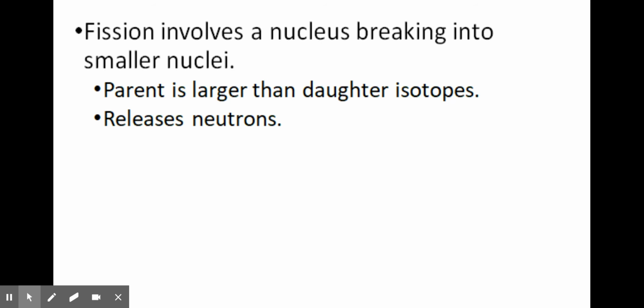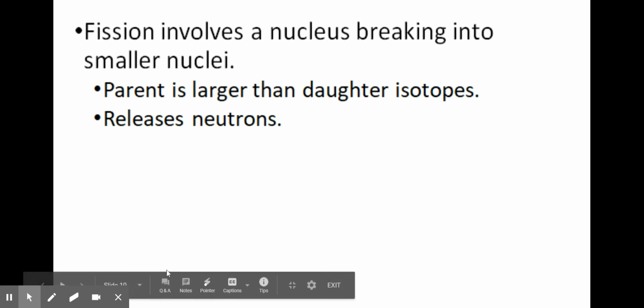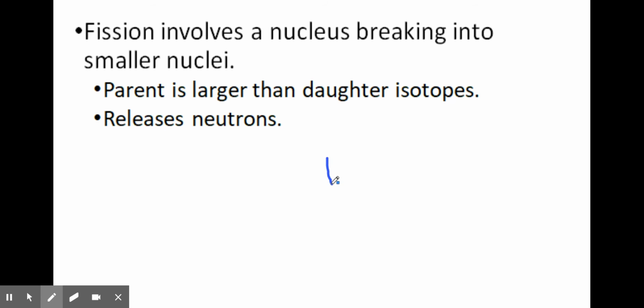Fission. Fission involves breaking up of a nucleus into smaller nuclei. So when we have fission, we should have one nucleus on the left, two nuclei on the right, okay? The parent isotope is going to be larger than your daughter isotopes. And here we are releasing neutrons, okay? So when I say I'm releasing neutrons, you could see something like this in an equation, okay?